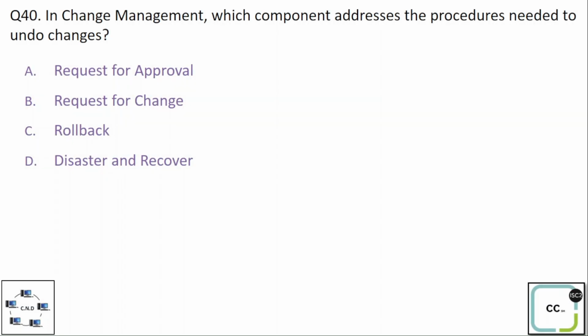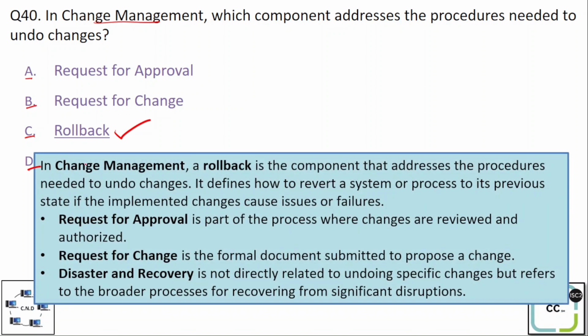Question number 40. In change management, which component addresses the procedures needed to undo changes? Options are option A, request for approval, option B, request for change, option C, rollback, and option D, disaster and recovery. And the correct option is option C, rollback. So in change management, a rollback is the component that addresses the procedures needed to undo changes.